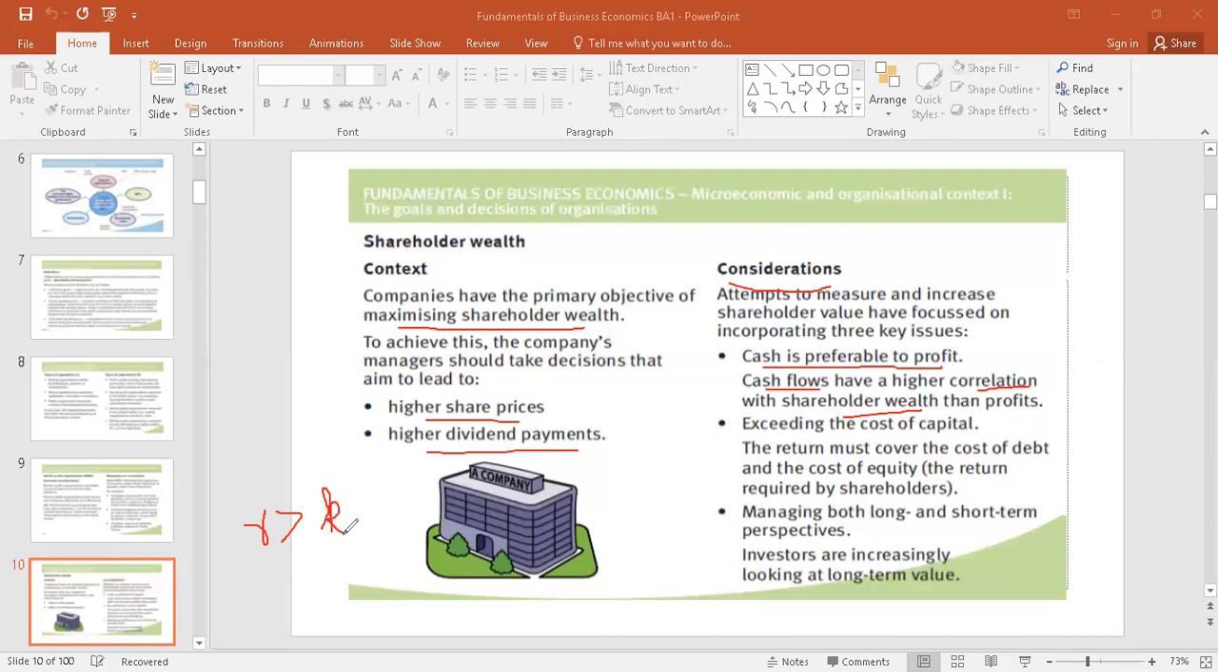Okay, exceeding the cost of capital. The return must cover the cost of debt and the cost of equity, the return required by shareholders. Managing both short and long-term perspective should be taken into consideration. Investors are increasingly looking at long-term value. So these considerations should be taken into account when we talk about the shareholders' wealth maximization concept for a profit-seeking organization. We are very specifically looking at the company's point of view, how the shareholders' wealth is maximized.